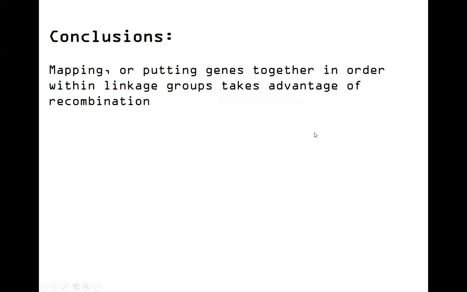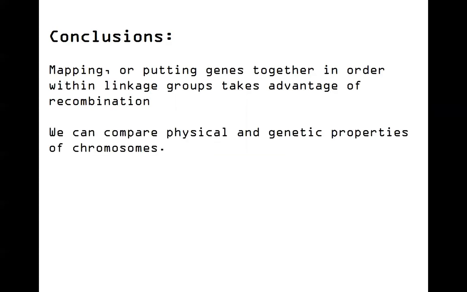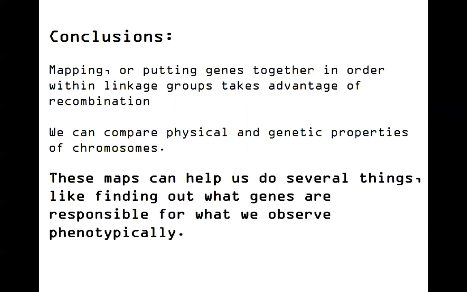So with our mapping, we're able to put together these genes in order, like that juice color shape from last time. We're able to take advantage of recombination to do this. That's why we have to continue selfing those plants in this breeding scheme, to create those instances of recombination. Once we do this, we can compare physical and genetic properties of the chromosomes. We can see what's actually happening. We can look at the phenotype compared to the genotype, and these maps help us find out what genes are responsible for what we observe phenotypically.